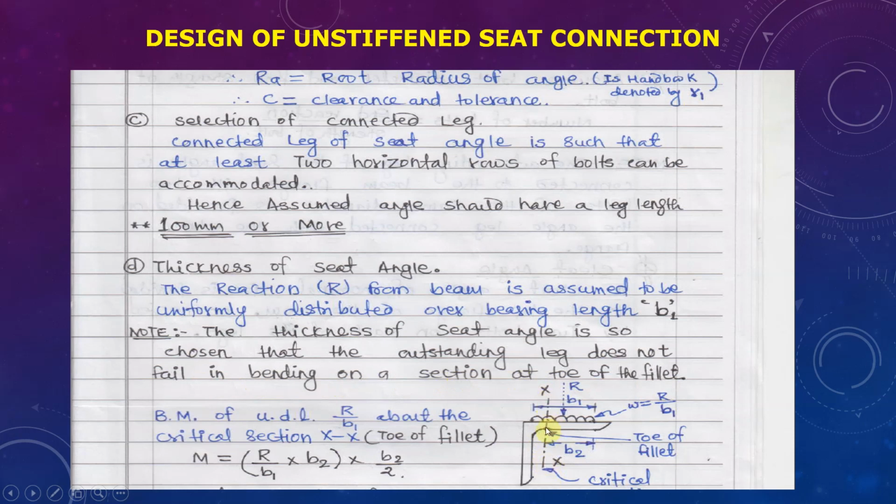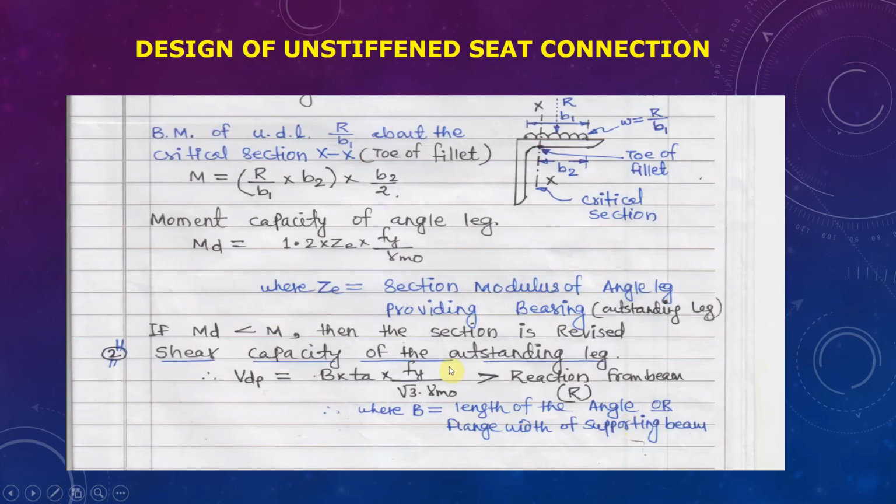This section is critical; this is a cantilever portion. So the bending moment of the UDL, which is R upon B1, about the critical section XX, that is the toe of the fillet, which is shown here by the arrow. Therefore the bending moment M is equal to R upon B1, which is the UDL, into the length of the beam B2 as a cantilever, into B2 by 2. This will give you the actual bending moment acting due to this cantilever UDL portion about the critical section XX.